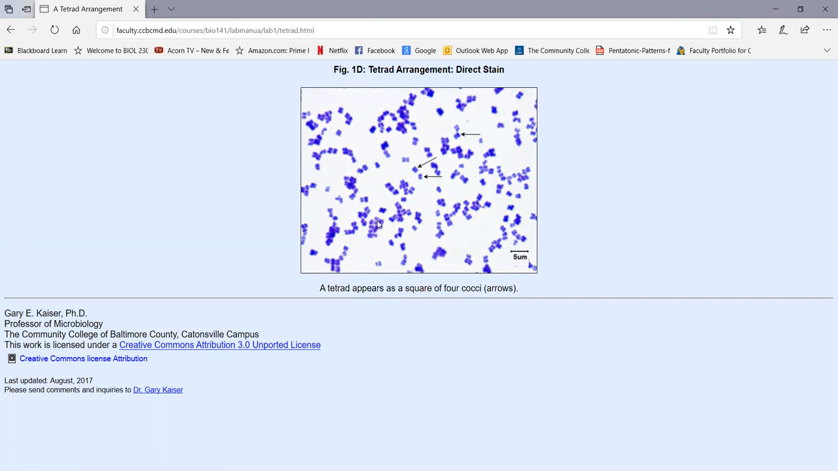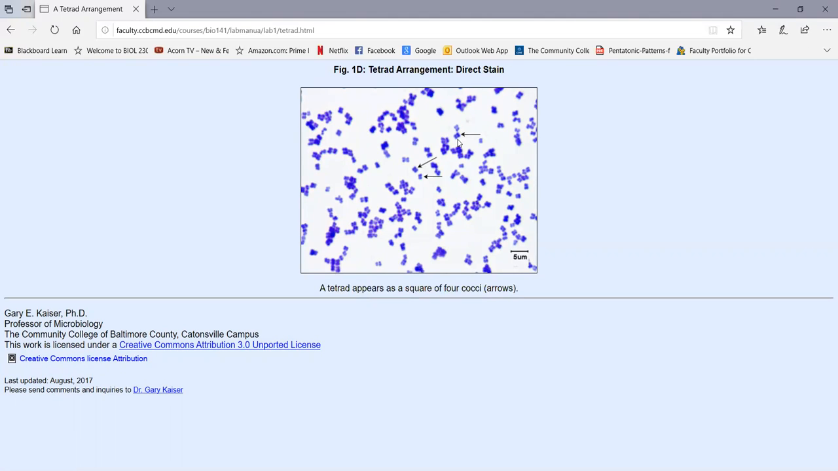Now again, they don't all separate when you smear them on a slide. So that's not a staphylococcus, that's just a clump of bacteria. If you look closely, you see that that little clump is made of squares of four. So you have to look carefully where the bacteria are separated so you can see the true arrangement, which in this case would be tetrad.